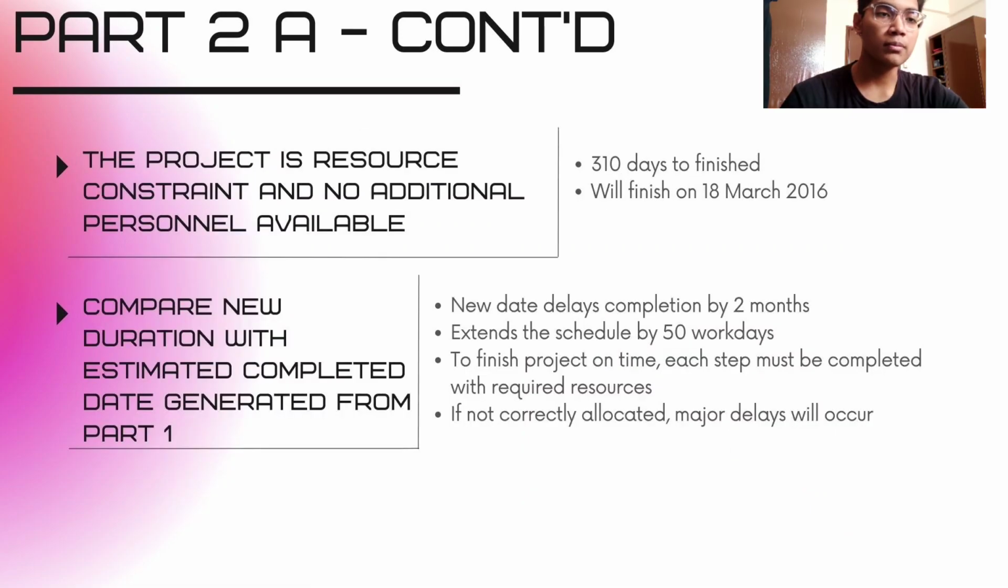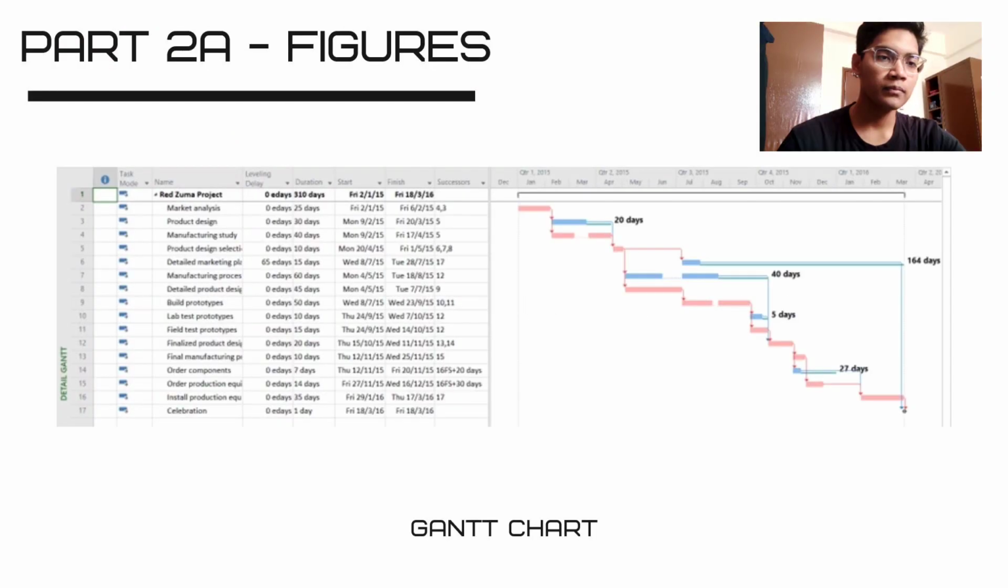Next, the project is resource constrained and no additional personnel are available. It takes 310 days to finish and we finish on 18 March 2016. We also compare the new duration with the estimated completion date generated from part 1. The new date delays completion by 2 months and extends the schedule by 50 work days. To finish the project on time, each step must be completed with the resources allocated. If not allocated, a major delay will occur. And then we have a figure of the Gantt chart.